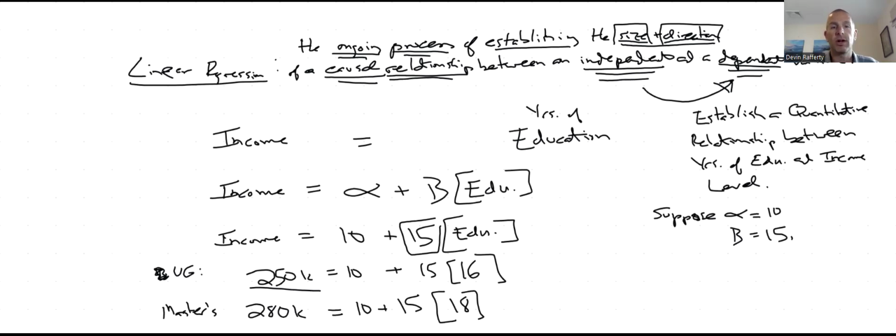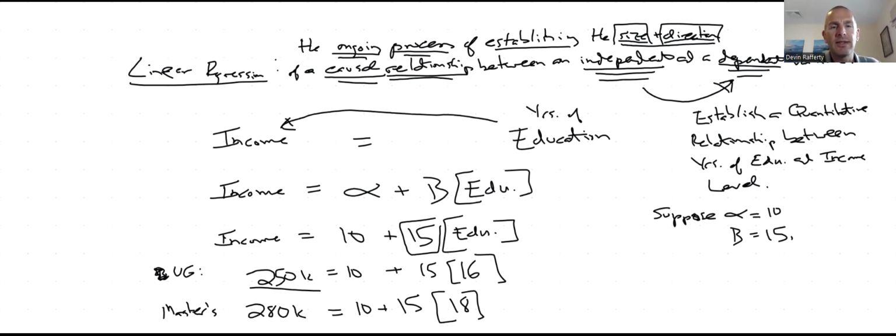You can decide, okay, I want to go to college, I want to go to graduate school, I want to get a doctorate, whatever. You can decide. That's independent. But based upon that independent decision, that will change your income. Income depends on your years of education.